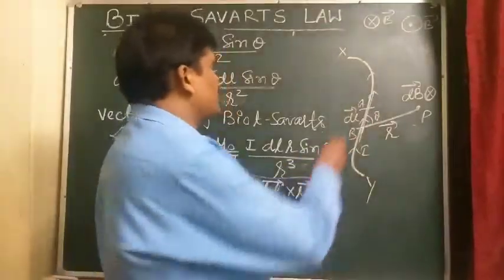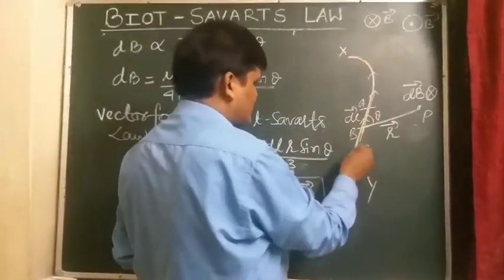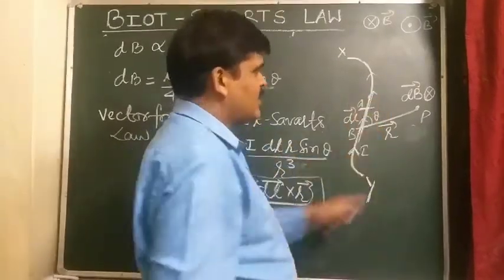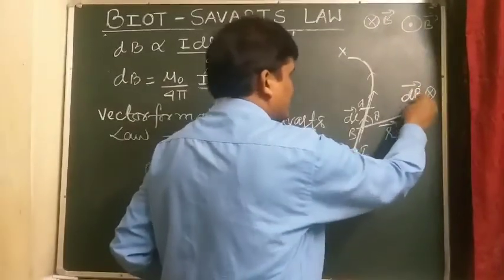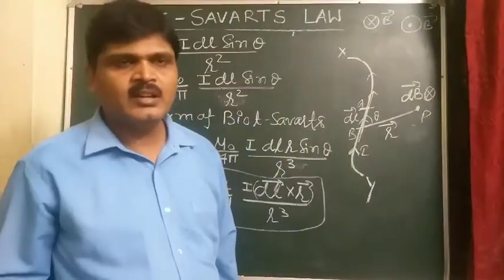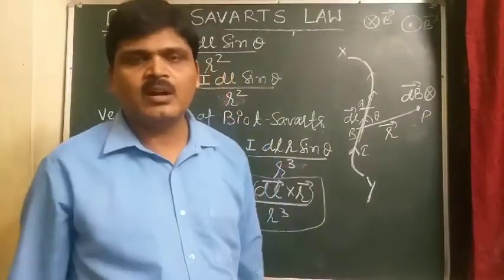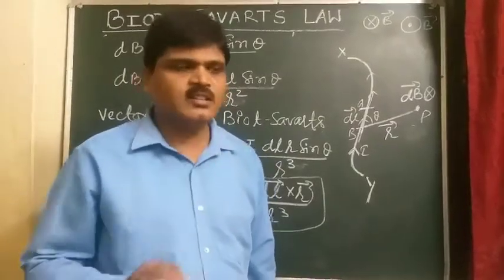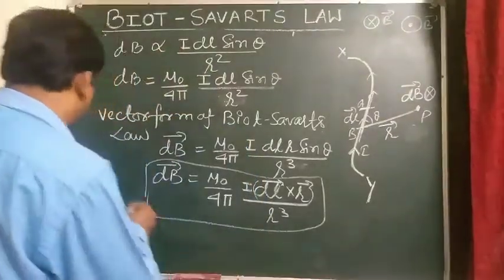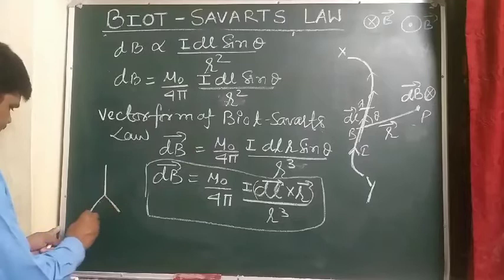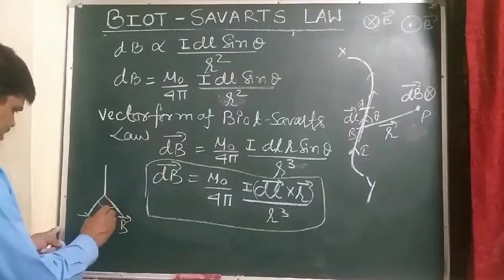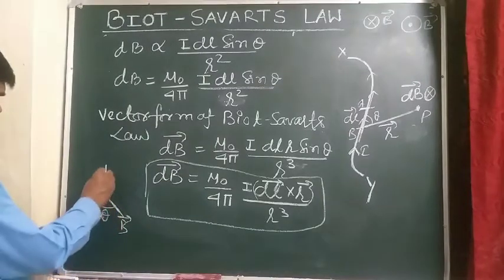So student, here in the conductor XY, the current flowing is I, and we have taken a current element dl vector. We have taken the magnetic field dB at a point P. And student, you know the cross product of two vectors, which you have already studied in 11th class. Suppose we have vector A and vector B, and the small angle between them is theta.